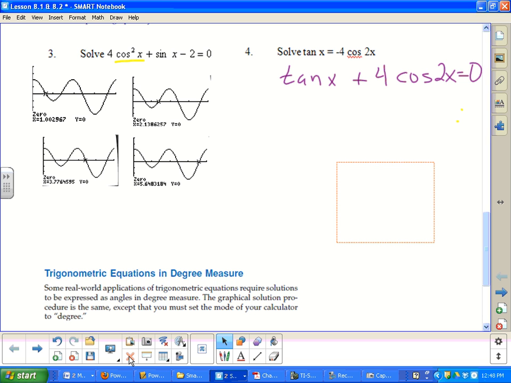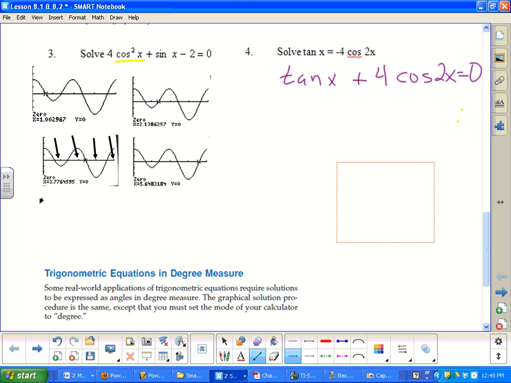So if you get used to what these numbers are, the fact that we've got pi over 2, pi, 3 pi over 2, and 2 pi, you get used to those numbers, then it's easy to pop in those numbers in there also if you're finding the zeros instead of just finding the intersection point. Okay? All right, so look at number 4.